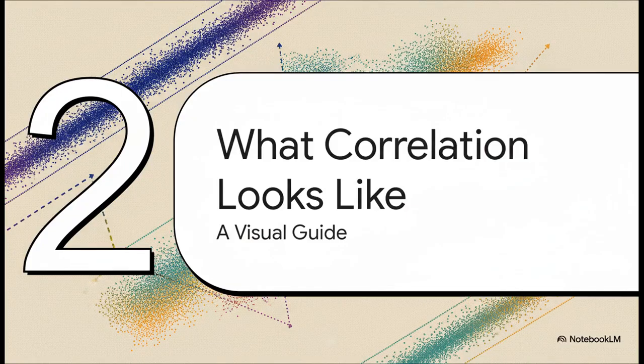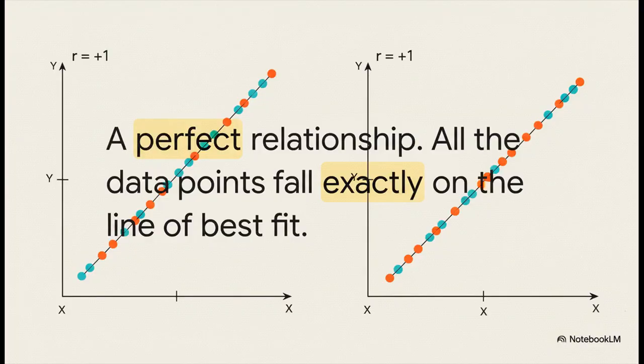The best way to really get what R is doing is to see it in action. Imagine you have a bunch of data points, and you draw one single straight line through them that best captures the trend. R is basically a measure of how neatly all those little dots are hugging that line. If R is a perfect 1 or a perfect -1, all your data points fall exactly on that line. It's a perfect straight line relationship.